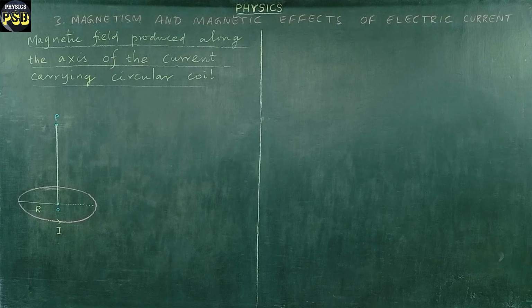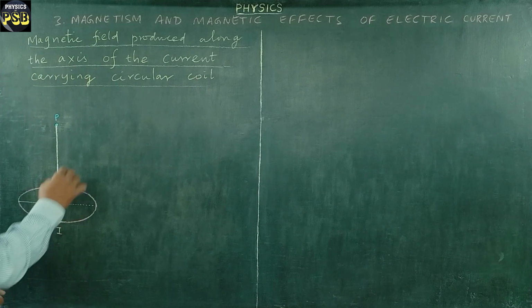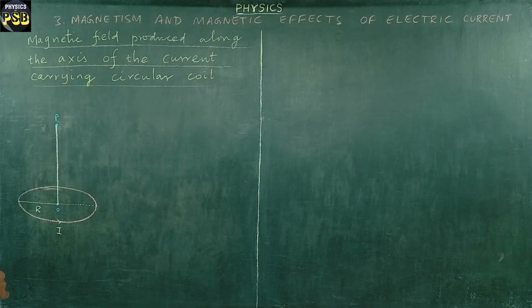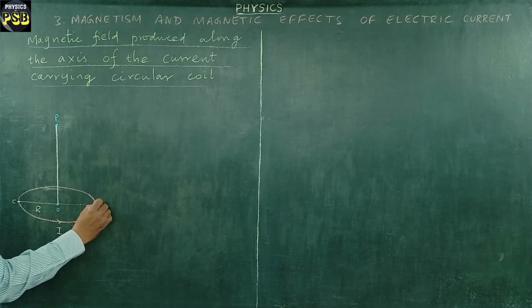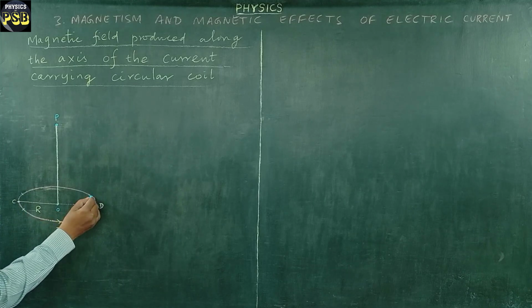At point P, which is along the axis of this circular current carrying coil, I will measure the magnetic field. Okay, so to do so, I connect point P to this point, which is named as C. And this point is taken as D. To make my work easy, I take two line elements at point C and point D. This one line element, this another line element.